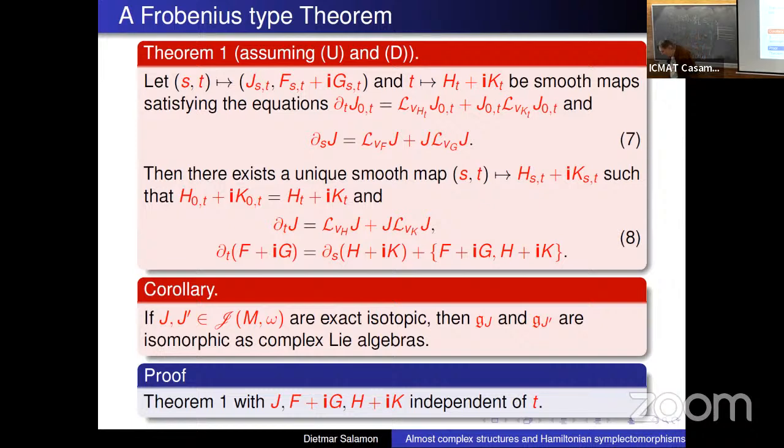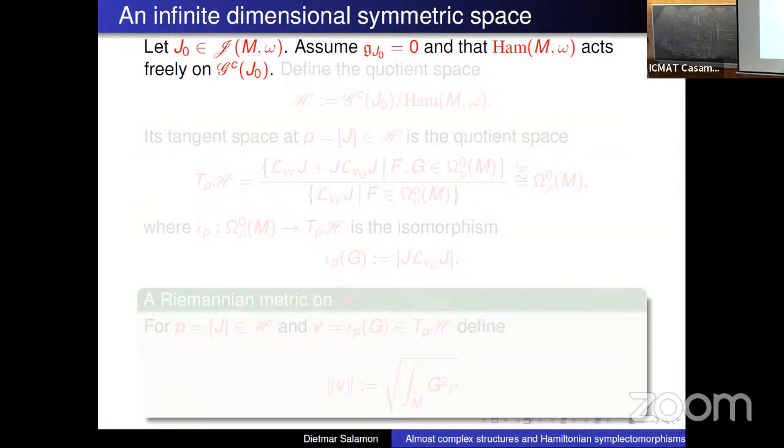Now I propose we make an extra assumption, namely that our Lie algebra Gj0 is trivial. That corresponds in GIT theory to the case that the isotropy subgroup is trivial. So this Gj0 would be the Lie algebra of the isotropy subgroup in geometric invariant theory. And then also that the Hamiltonian group acts freely on the complexified group orbit. That seems to be not such a difficult condition because I don't think any example is known where Gj0 is 0 and Ham does not act freely on the complexified group orbit.